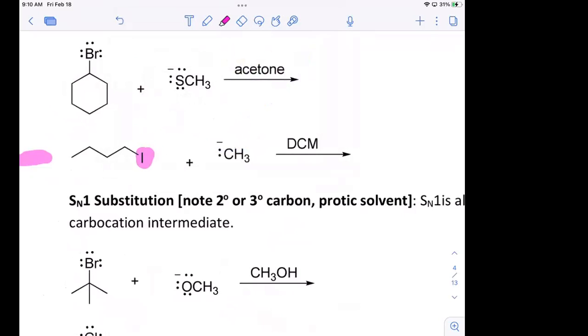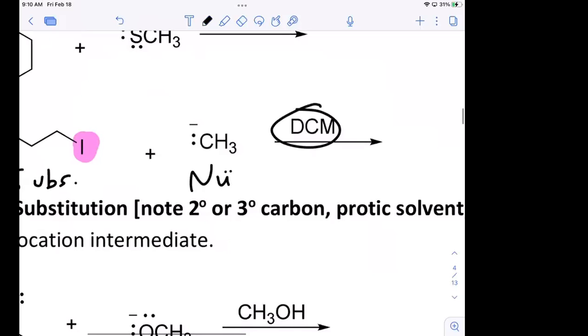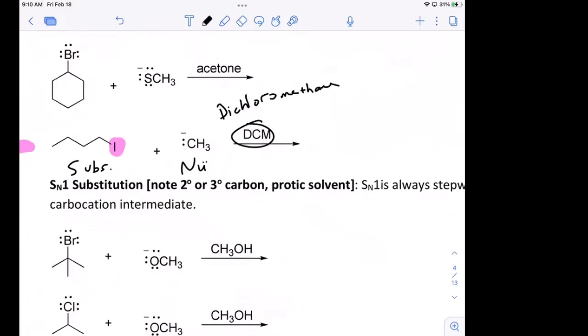And so here's my substrate. We call this the substrate, or we can call it the electrophile. And this is my nucleophile. Dichloromethane is an aprotic solvent, right? So dichloromethane is aprotic. What's the product of this reaction?